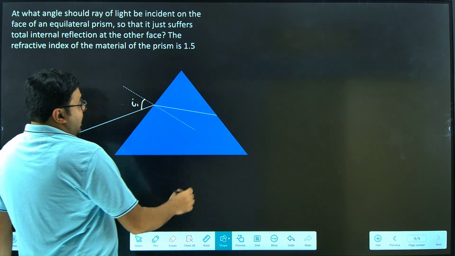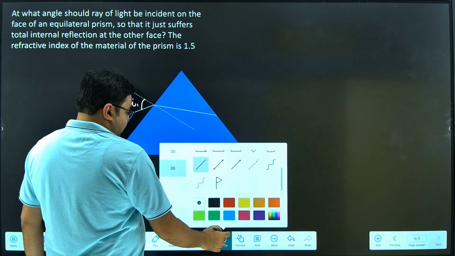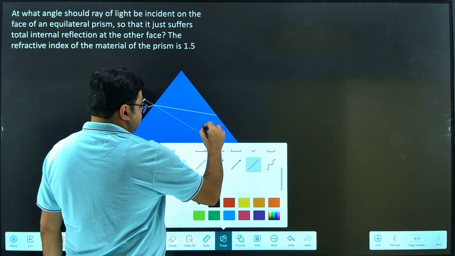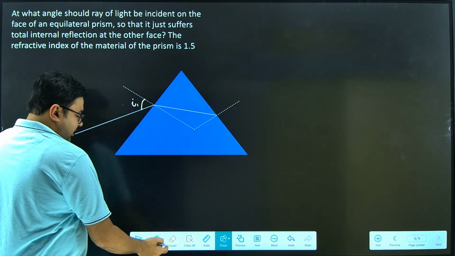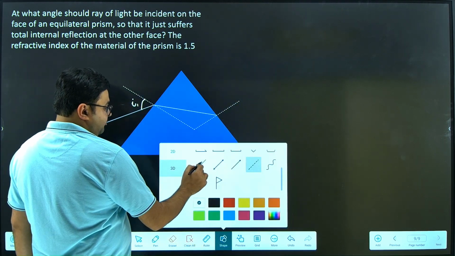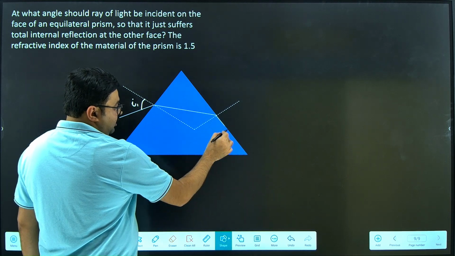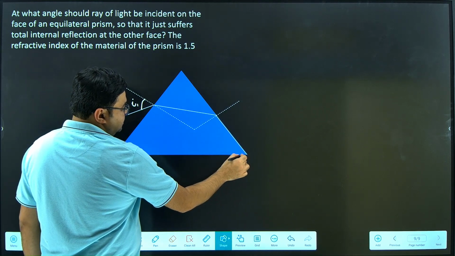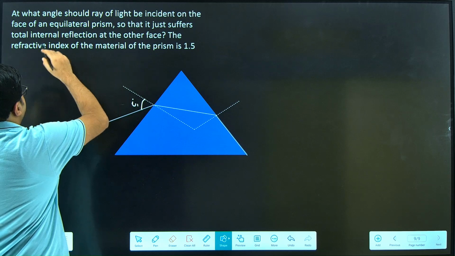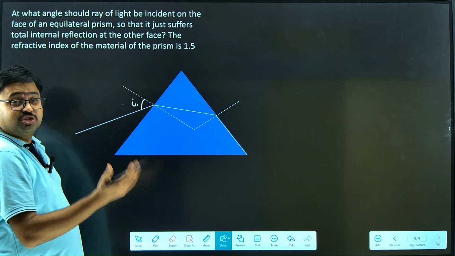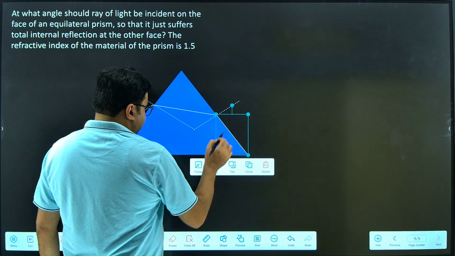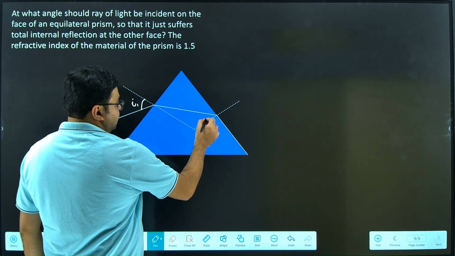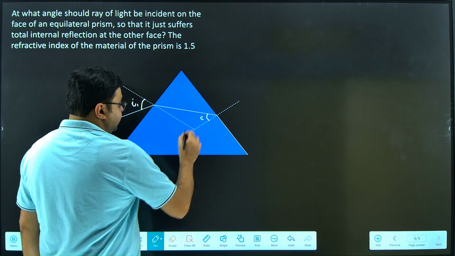The normal here also shall be drawn. Let's say this is the normal at that place. The ray of light is now going to undergo refraction, bending away from the normal. But the question says it grazes the surface of the two media, because it says it just suffers total internal reflection. That means the incident ray is at the critical angle. So this angle happens to be the critical angle.